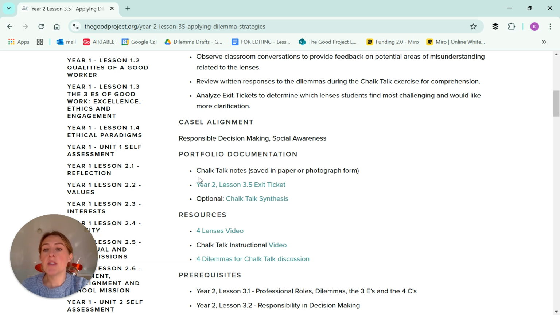For portfolio documentation, you can take notes of the Chalk Talk. They can be saved in either paper or photographic form. So if you can take a picture of the different notes around the room, which you'll see as we go through the lesson, that would be great for students to keep in their portfolios. Also, the year 2 lesson 3.5 exit ticket. And there's an optional additional handout, the Chalk Talk synthesis.